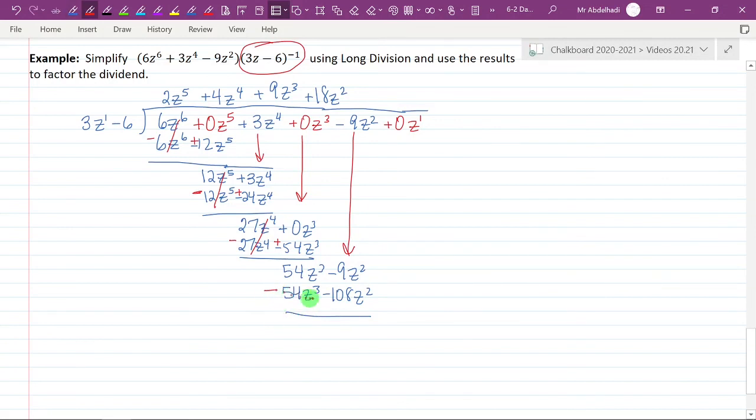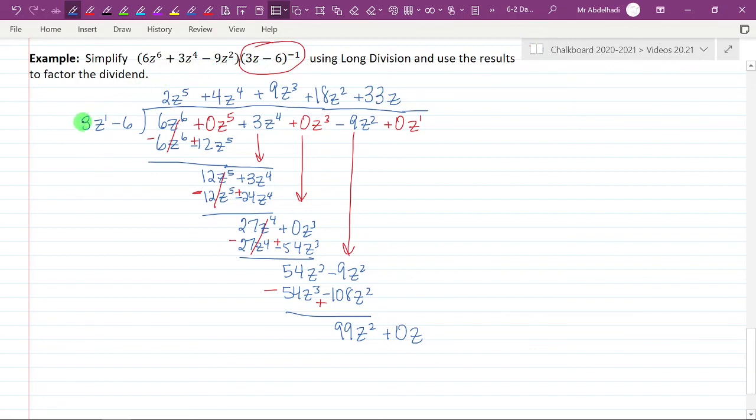So this becomes a minus, this becomes a plus. 108 minus 9 is 99. So we get here positive 99z squared. Bring down the 0z. Looks like we're going to have a remainder here. Finally, no, actually probably not. Okay, so keep going. What would you multiply by 3z to get 99z to the 2nd? 33z, right? So plus 33z.